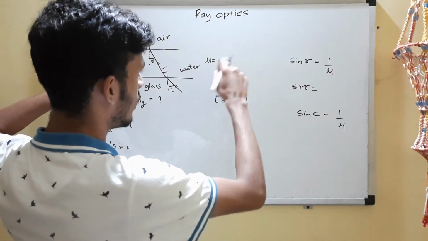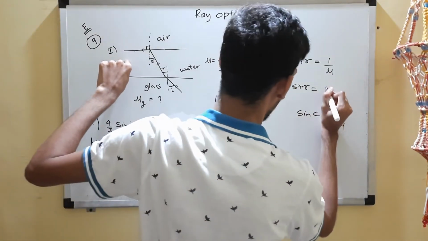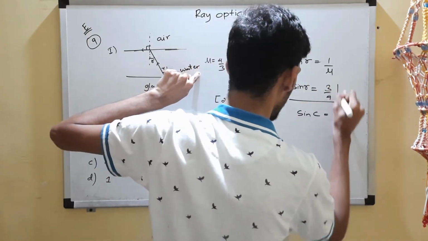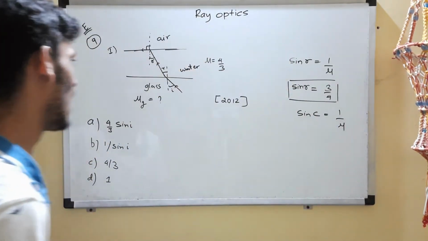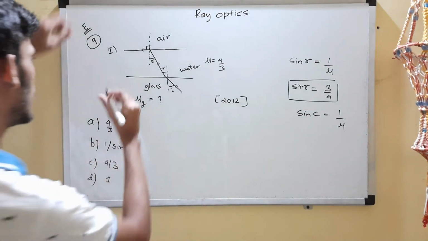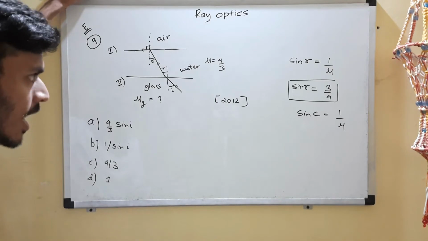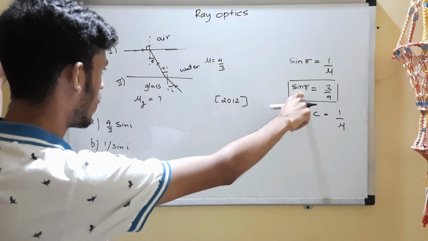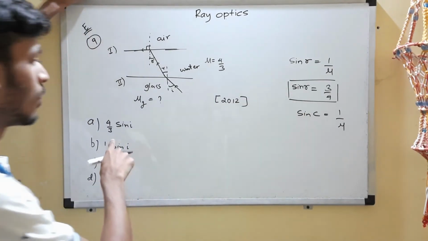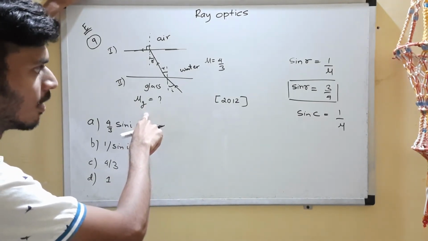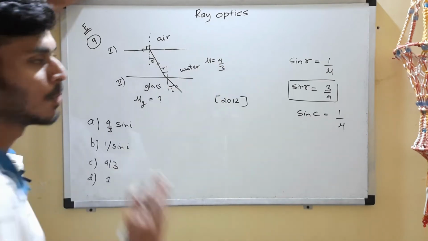So water has refractive index 4 by 3. So 1 upon 4 by 3, that is 3 by 4. Sine of r is nothing but 3 by 4. That is what we get. Now what we'll do, we'll apply Snell's law over here, and that will give us our answer, because we know sine r now, and sine I, we want to find the answer in terms of sine I. Mu g, that is our unknown, and we have mu of water.